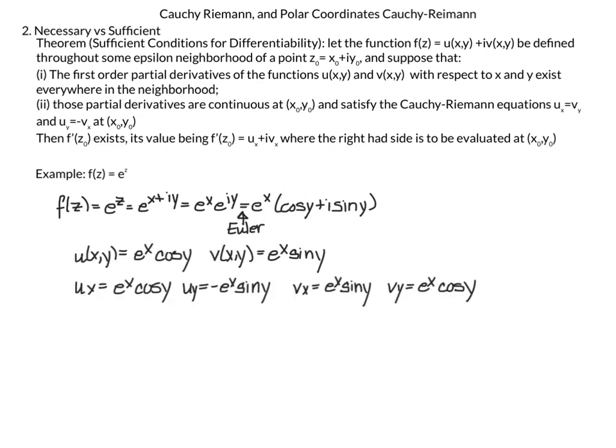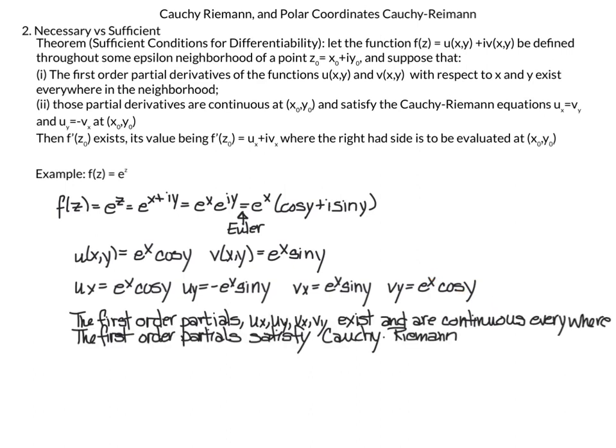This will allow us to write the real portion u of x,y as e to the x times cosine y, and v of x,y is equal to e to the x times sine y. Now we can take partial derivatives. u with respect to x is just e to the x cosine y. u with respect to y, well, the derivative of cosine is negative sine, so we have minus e to the x sine y. The derivative of v with respect to x is e to the x sine y, and the derivative of v with respect to y is e to the x cosine y.